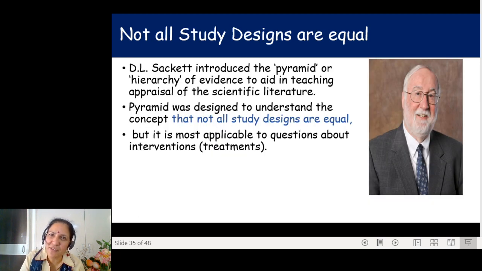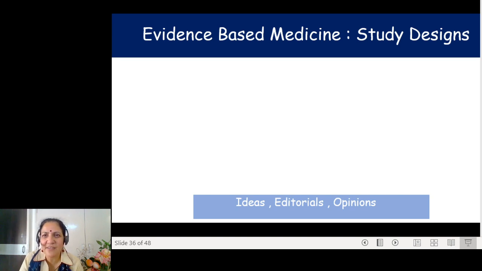Another thing you need to know is that not all study designs are equal. D.L. Sackett, who has been the father of evidence-based medicine, introduced the concept of the pyramid or hierarchy of evidence to aid in teaching appraisal of scientific literature. The pyramid was designed to understand the concept that not all study designs are equal, but it is most applicable to questions about interventions. On the base of the pyramid are the ideas, the editorials, the opinions, as we are having during the current corona pandemic.